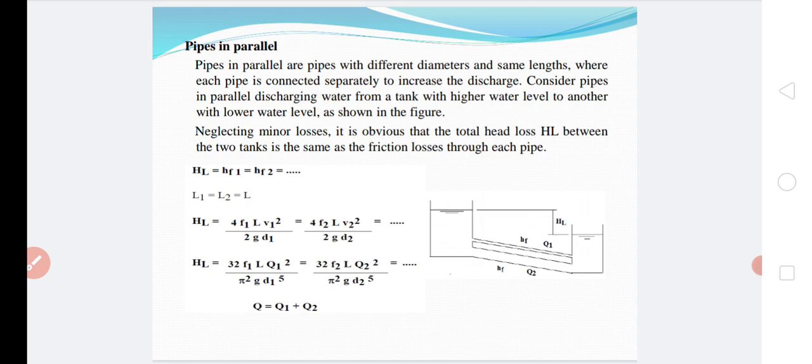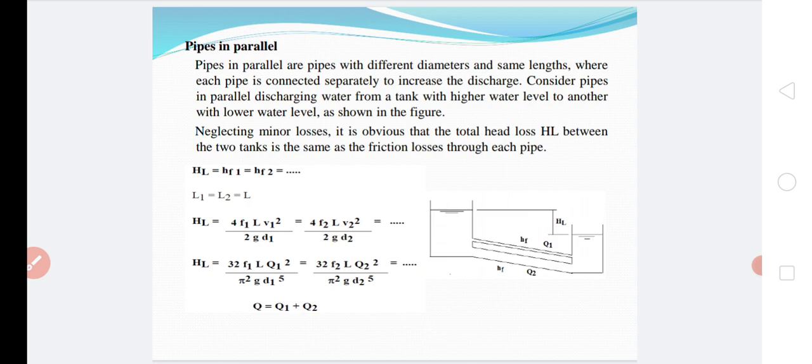Consider pipes in parallel discharging water from a tank with higher water level to another with lower water level, as shown in this particular figure. Neglecting minor losses, it is obvious that the total head loss, that is HL, between the two tanks is the same as the friction losses through each pipe. HL equals hf1 equals hf2.